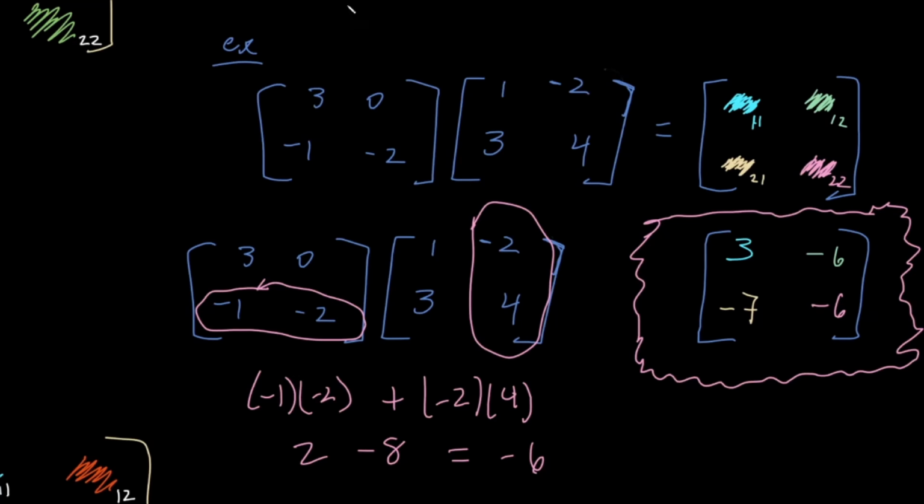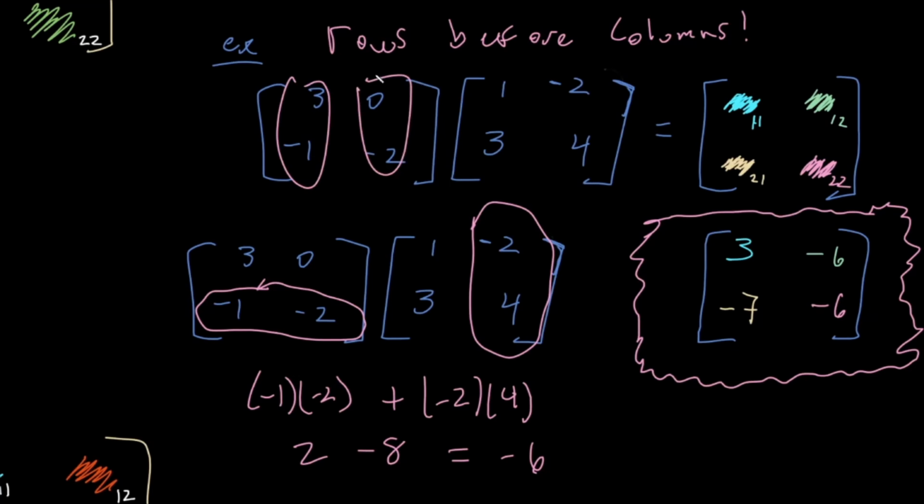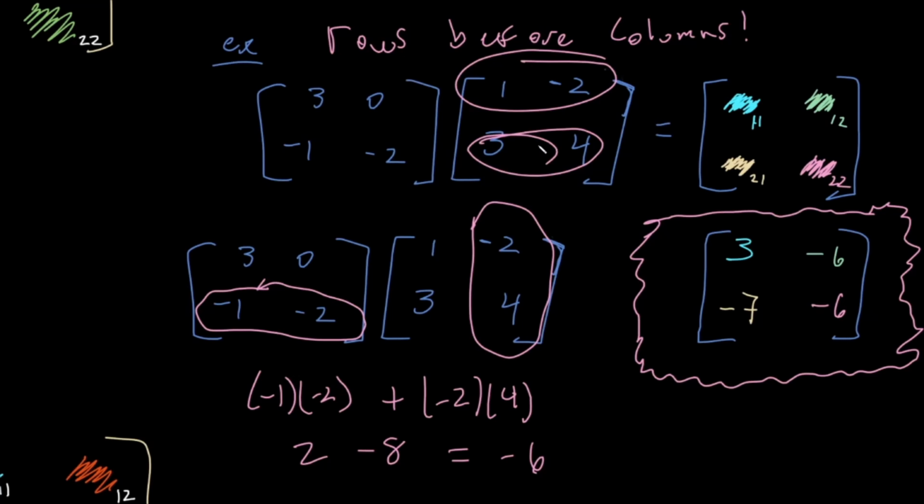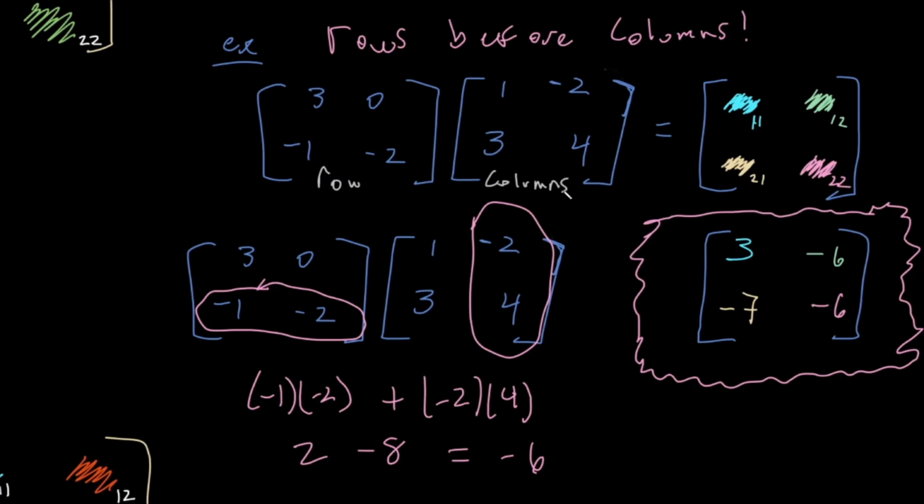So just remember, always rows before columns. Notice we never discuss the columns of the first matrix, and we never discuss the rows of the second matrix. When you multiply, it's always rows and columns. So we want these rows. The product of these two matrices depends on the rows of matrix 1 and the columns of matrix 2.